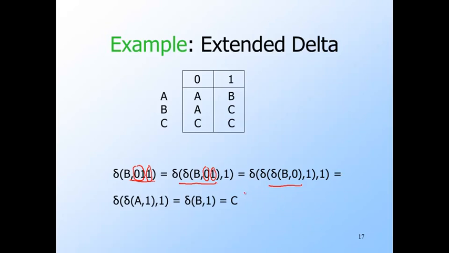Okay. But delta of B and 0 is A. See, right here. Thus, we can replace delta of B and 0 by the A, and now we have to say, what is the value of delta of A and 1? Well, that's B. Okay, so that's a B, and we replace that by the B there. And then finally, delta of B and 1, that's C. So that's our answer. Delta of B and 0, 1, 1 is the state C.